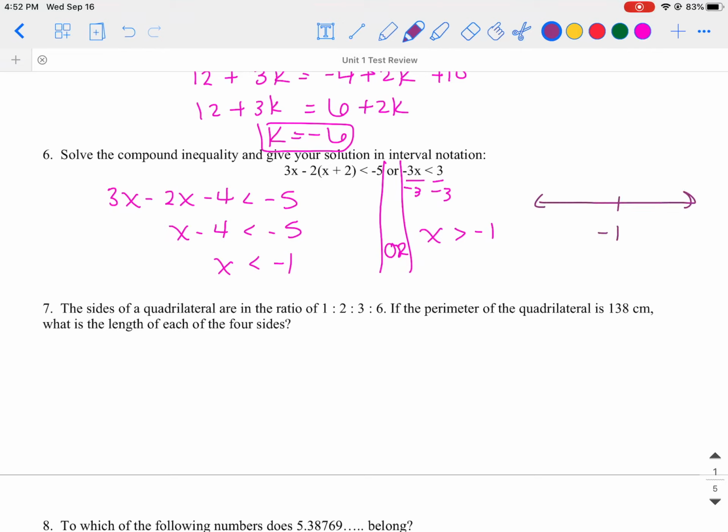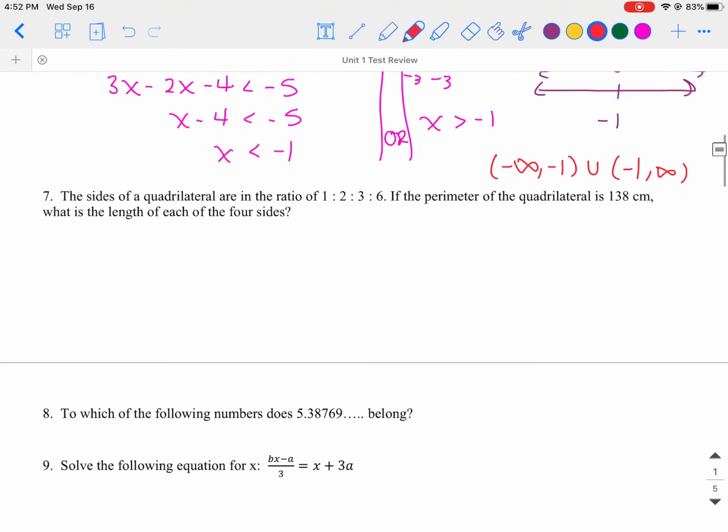So to draw a picture of that, the only number we have is negative 1. We have x is less than negative 1, and we have x is greater than negative 1. But they do not have the equal to sign, so our dot is open. So our interval would be negative infinity to negative 1, union negative 1 to infinity.